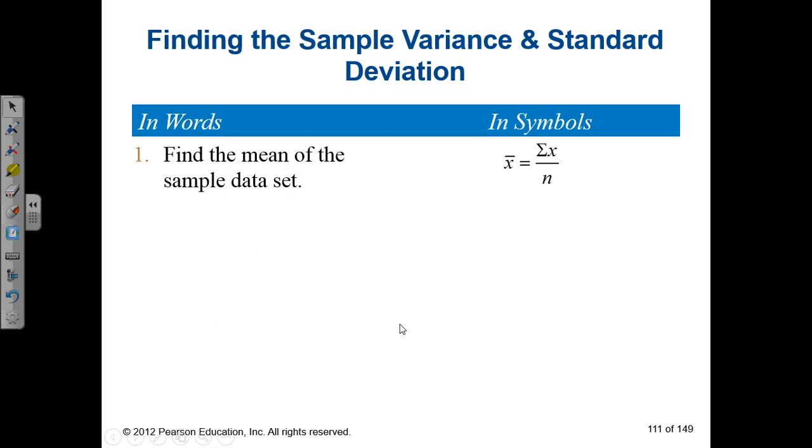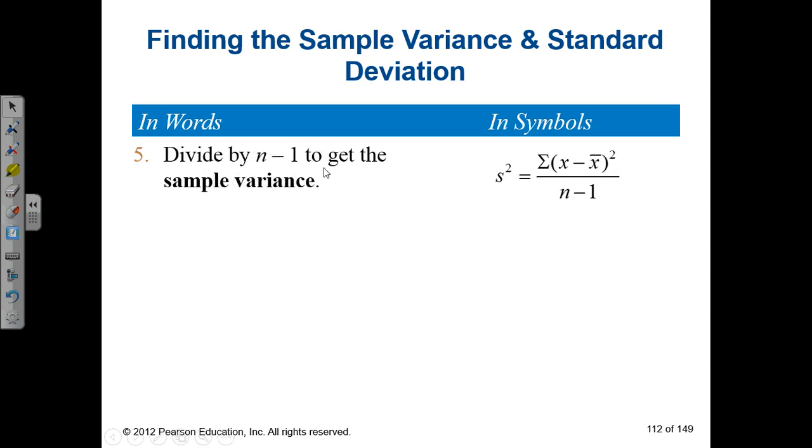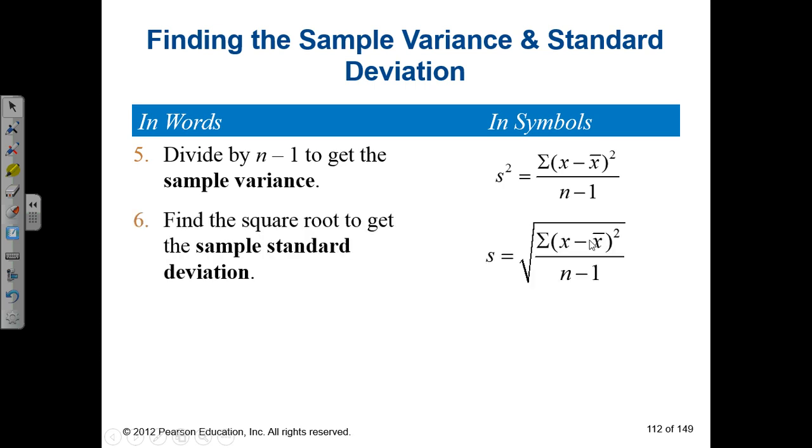To find the sample standard deviation, you find the mean, you find the deviations from the mean, you square each of the deviations, and you sum the squares of the deviations. These first 4 steps are exactly the same whether you're finding sample or population standard deviation. Then to find the sample variance, you divide the sum of the squares by sample size minus 1. And then to find the sample standard deviation, you take the square root of the variance.